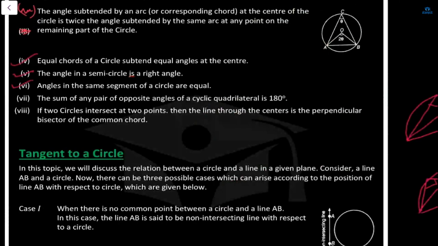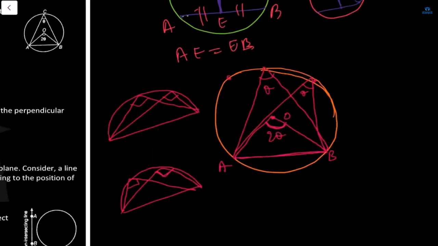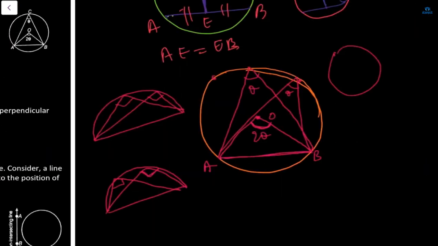Okay, ma'am. Okay, angles in the same segment of a circle are equal. Angles in the same segment means if here is one segment and here is one segment, but both the segments are the same, then the angles will also be the same.